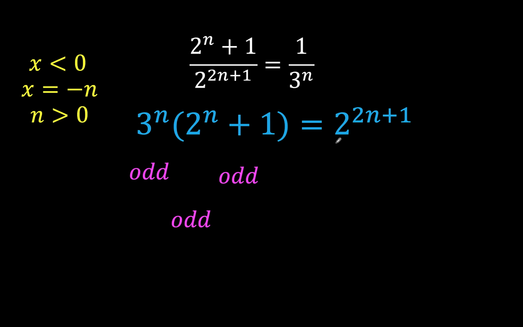Now here, 2 is the base, and 2n plus 1 could be any positive integer because n is a positive integer. So 2 raised to that positive integer would always result in an even number. So you have an odd number at the left side, and an even number at the right side, which is not correct. And therefore, we say that there is no solution for this case.